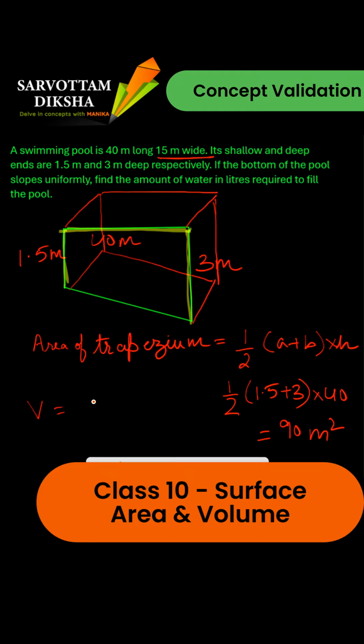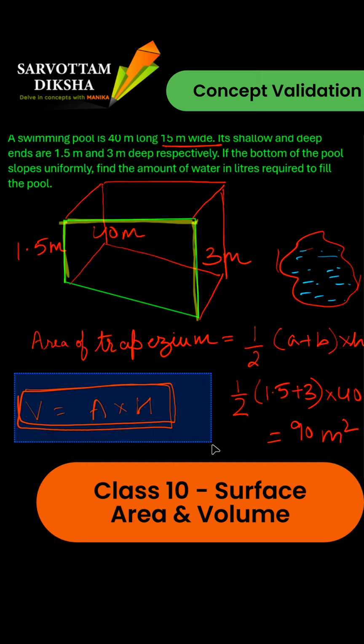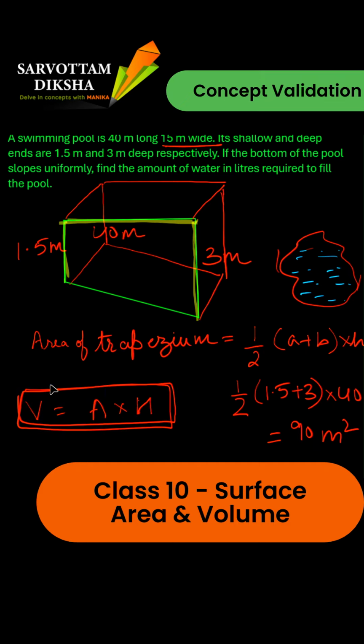So now we know that volume is equal to area into height. It works for every 3D shape. Even if you have a field of random shape, you need to know the water accumulated is of uniform height. If you know the area of this field, then also volume is given by volume is equal to area into height. So if I know the area of this field and the height of the water, then I can tell you the water accumulated in this field.